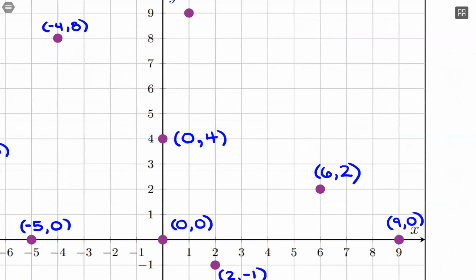And one more coordinate way up here. In terms of left and right, we would move to the right 1, so x is going to be positive 1, and then we need to move up 9, so y will be positive 9. So that's how we can plot coordinates within our Cartesian coordinate system.